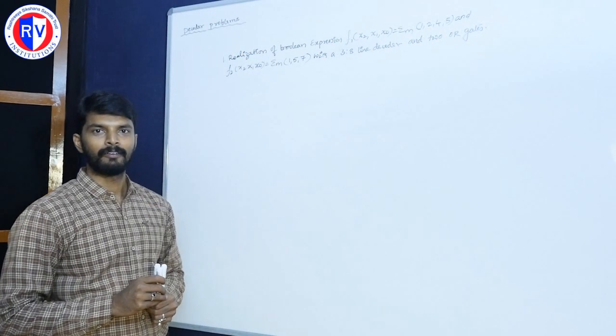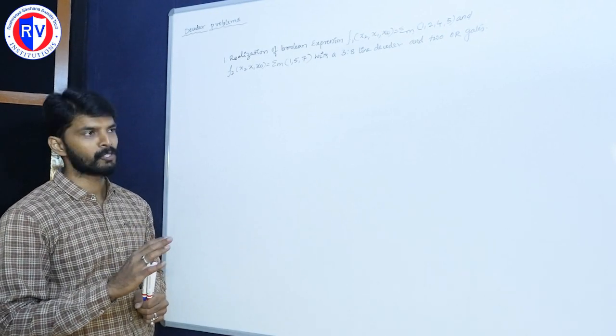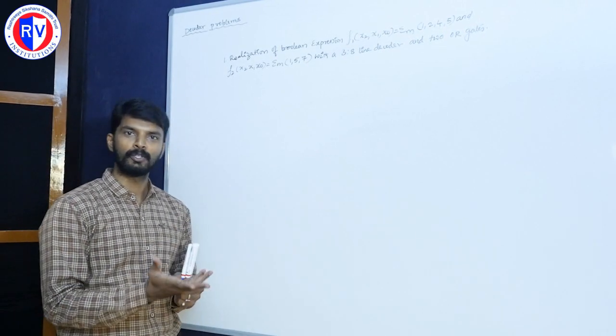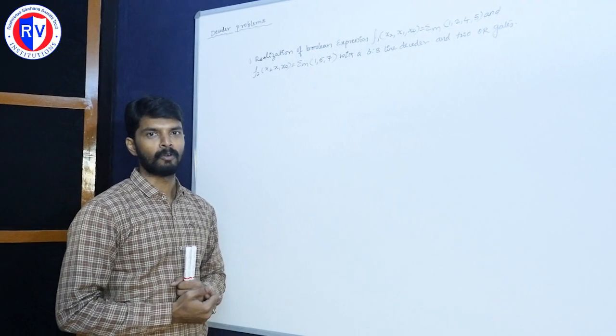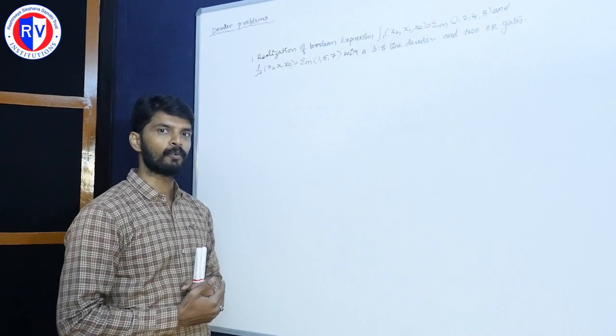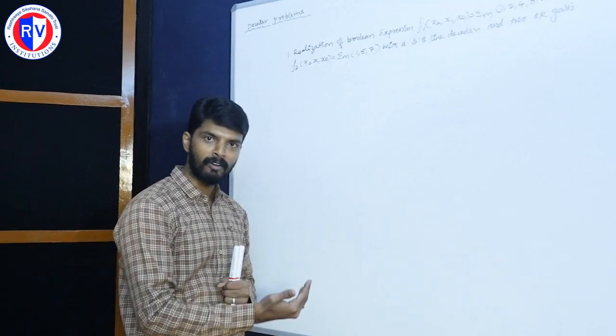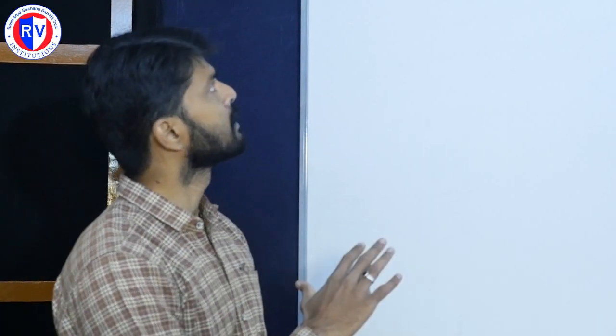In the last class, we discussed the basic operation of the decoder, and we realized the 2:4 decoder and the 3:8 decoder also. In case of the 2:4 decoder, we saw the active high decoder and the active low decoder, and we saw the truth table and the logic diagram as well. So now we will discuss some of the problems related to the decoder.